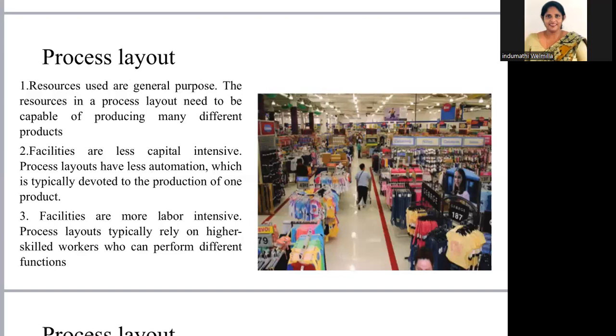Then the second characteristic is facilities are less capital intensive. Less capital intensive means more labor intensive, right? So facilities are more labor intensive, less capital intensive, which means process layout has less automation, which is typically devoted to the production of one product. And in contrast, since the facilities are more labor intensive, process layout typically relies on higher skilled workers who can perform difficult functions.